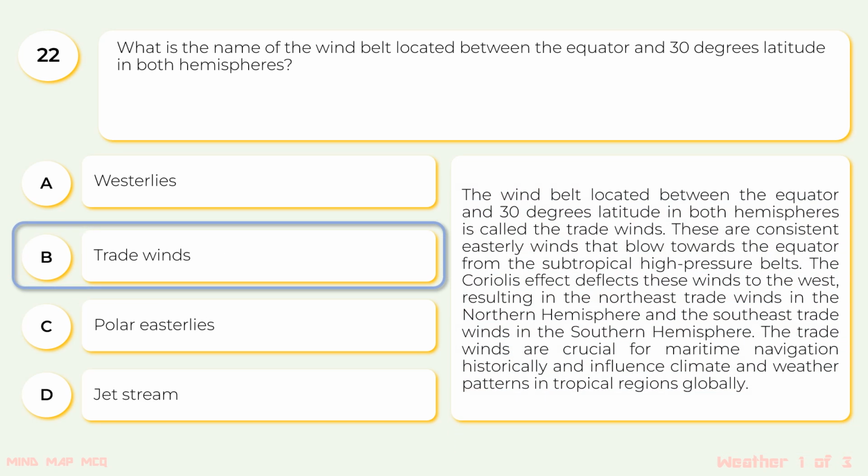Trade winds. The wind belt located between the equator and 30 degrees latitude in both hemispheres is called the trade winds. These are consistent easterly winds that blow towards the equator from the subtropical high pressure belts. The Coriolis effect deflects these winds to the west, resulting in the northeast trade winds in the northern hemisphere and southeast trade winds in the southern hemisphere. The trade winds are crucial for maritime navigation historically and influence climate and weather patterns in tropical regions globally.